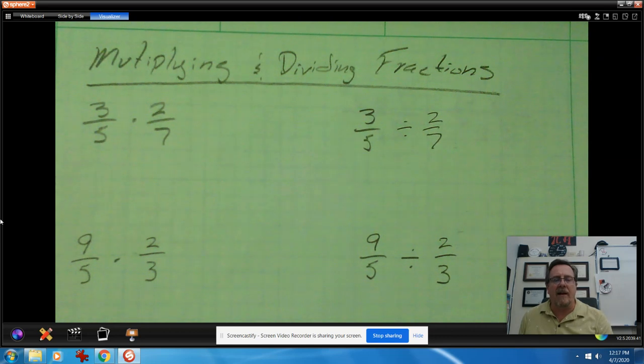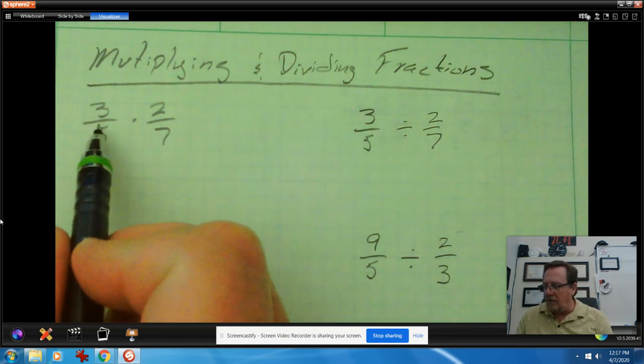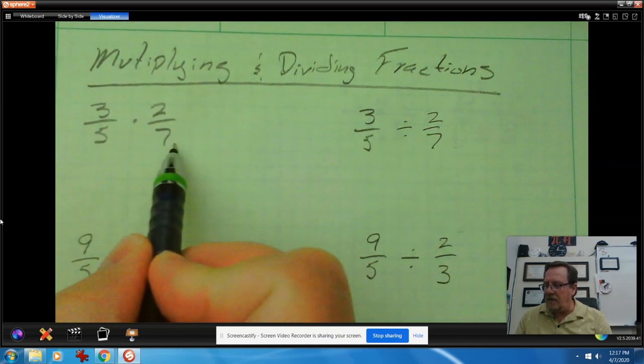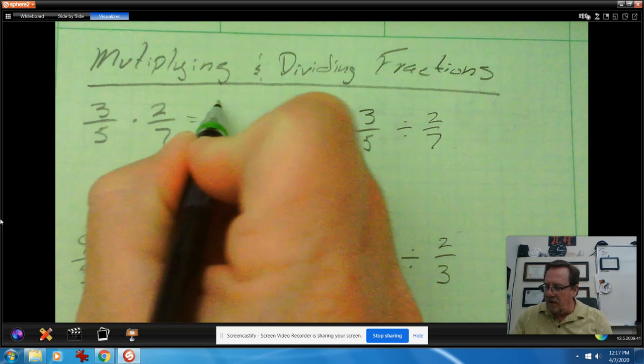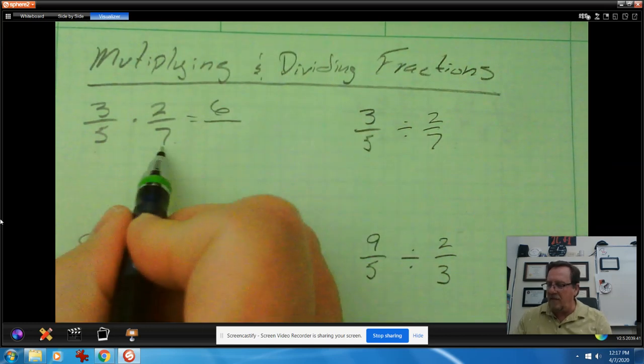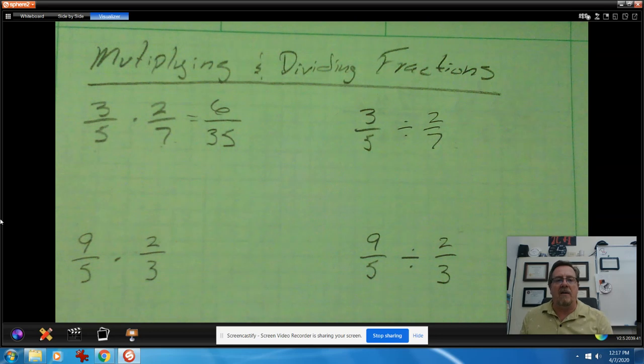When you multiply fractions, you just multiply straight across. So, for example, if I was going to multiply 3/5 times 2/7, I just take 3 times 2 to get 6 on the top and 5 times 7 to get 35 in the bottom. And so I get 6/35. It's just that simple. That's how we multiply. Let's look at how to divide.